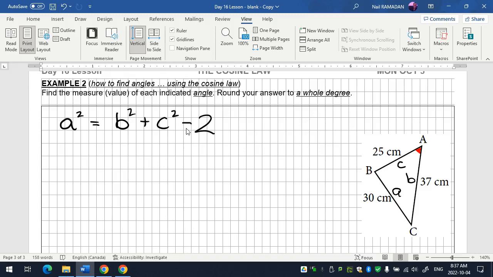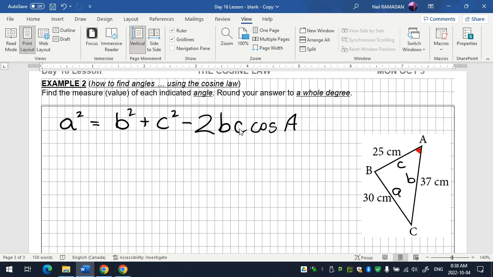Square or no square? No square. Squares only happen at the beginning. bc. And it's called the what law? It's called the cosine law. So we need to plant a cosine there. So it becomes cosine A. All right.